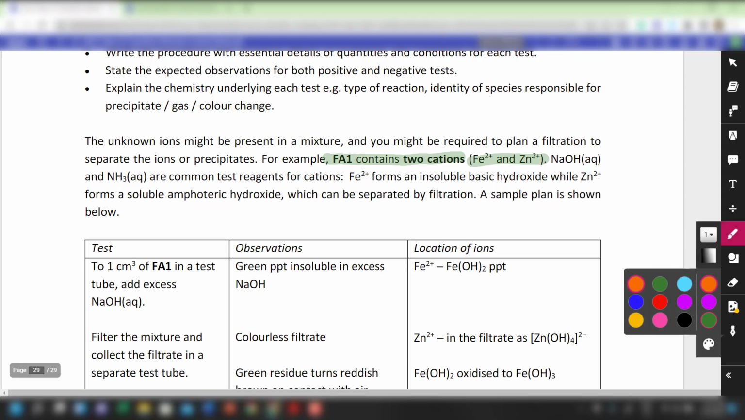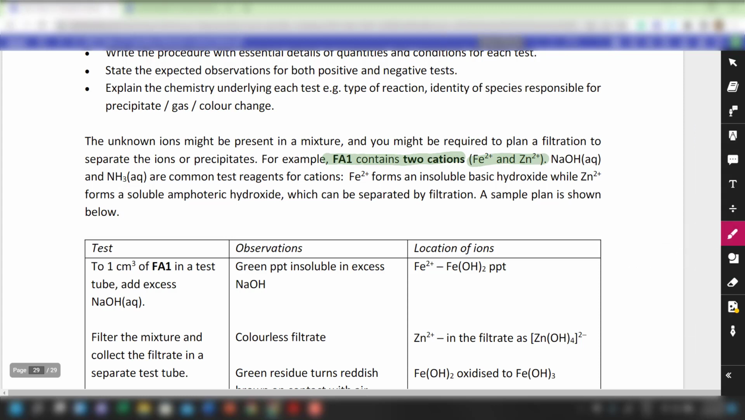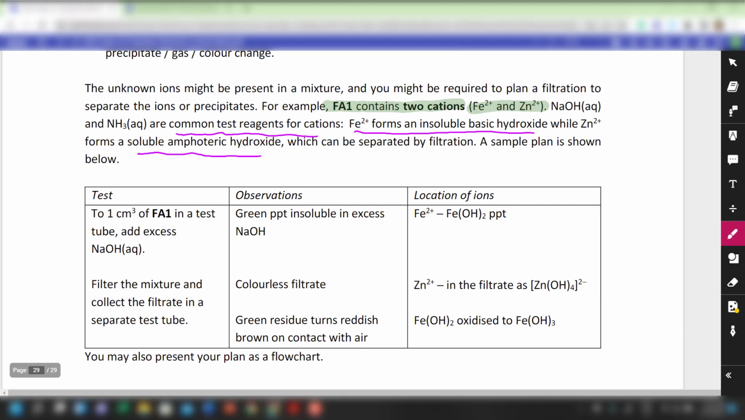and then sodium hydroxide and aqueous ammonia are normal test reagents. Okay, so iron(II) forms insoluble basic hydroxides. Zinc(II) is an amphoteric hydroxide which will be able to dissolve in excess sodium hydroxide as well as aqueous ammonia. So it depends on which one you want to use. And do read the question carefully when they ask you to separate them. Do they want it in the aqua form, or in the complex form, or in the hydroxide form?